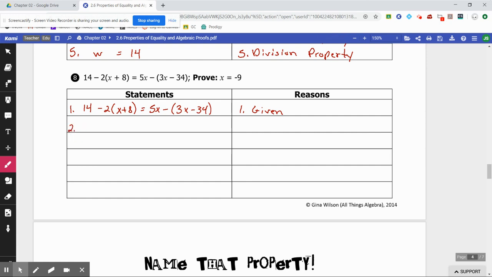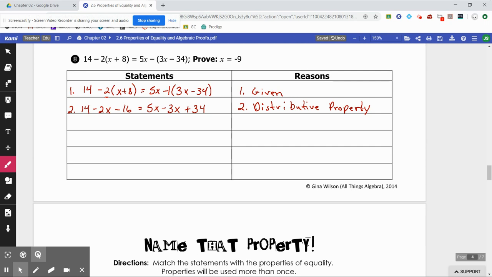Always look and see if you have parentheses, if we can distribute. So bring down 14, we're going to distribute our negative 2. Negative 2 times x, and negative 2 times 8 is a negative 16. On the other side, this is still the distributive property, we're distributing a negative 1. Negative 1 times 3x is negative 3x. Negative 1 times a negative 34 is a positive 34. Again, we just used the distributive property.